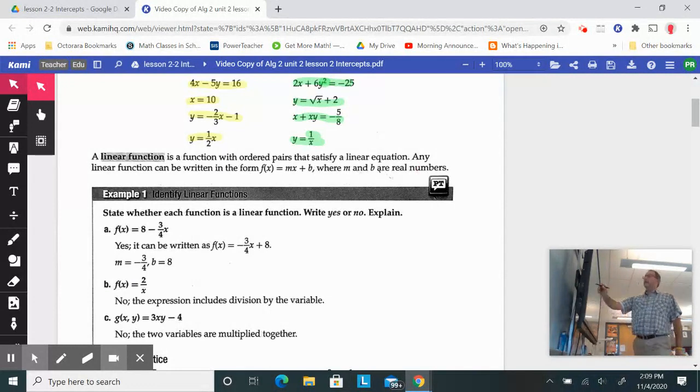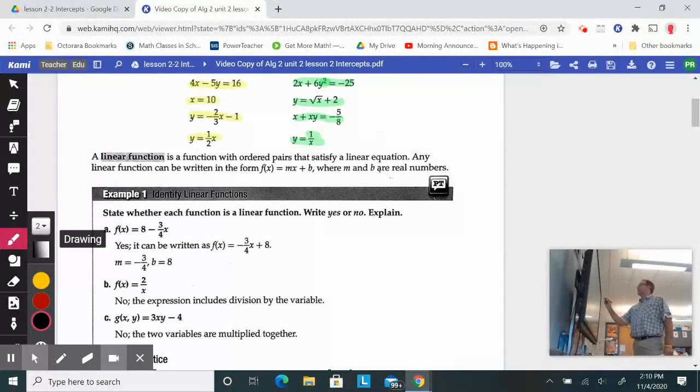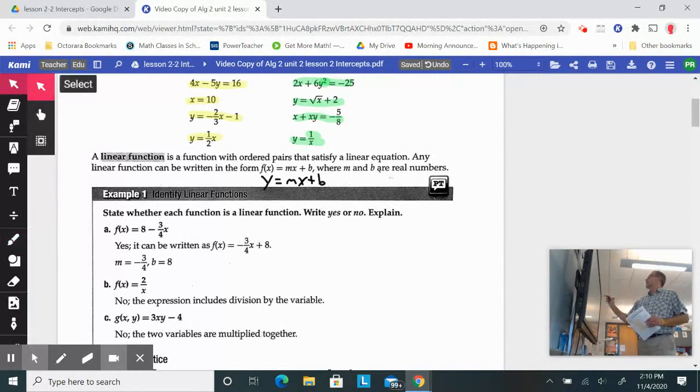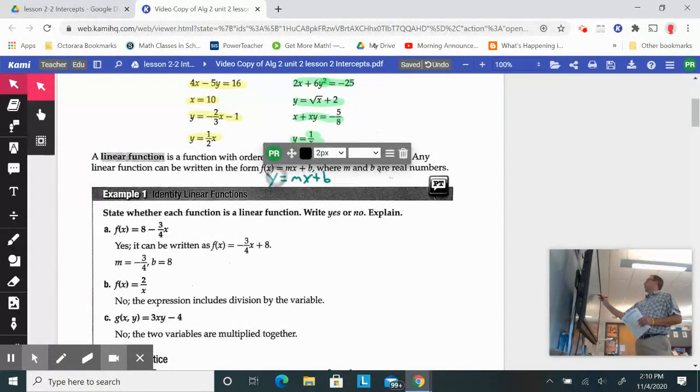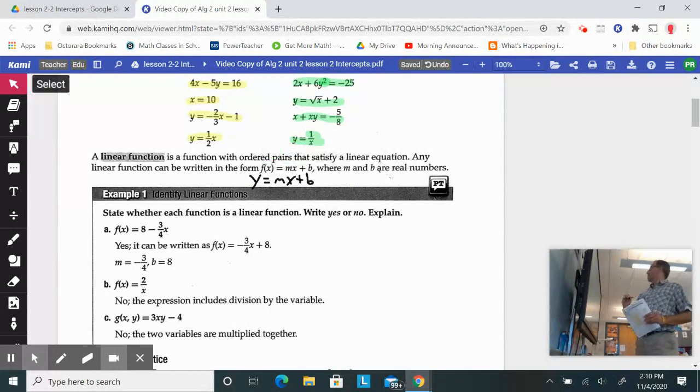Now you might recognize this. We're going to talk about this in another lesson, but hopefully you remember y equals mx plus b, which is what? Slope-intercept form, where m is the slope and b is the y-intercept. So you can see the relationship here between what you already know and y equals mx plus b. All right, let me slide up.